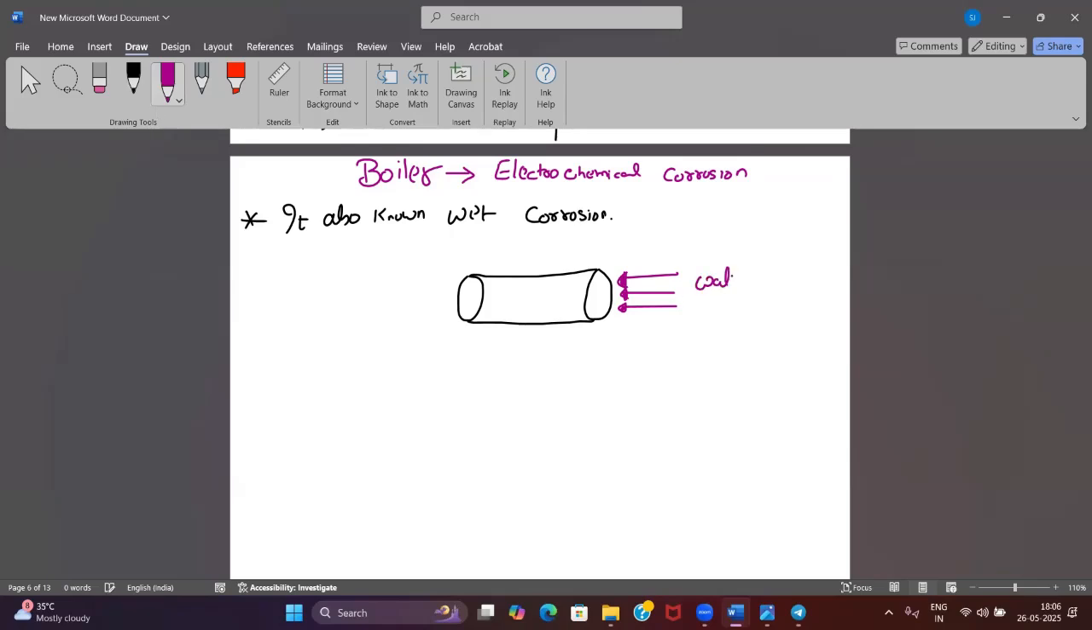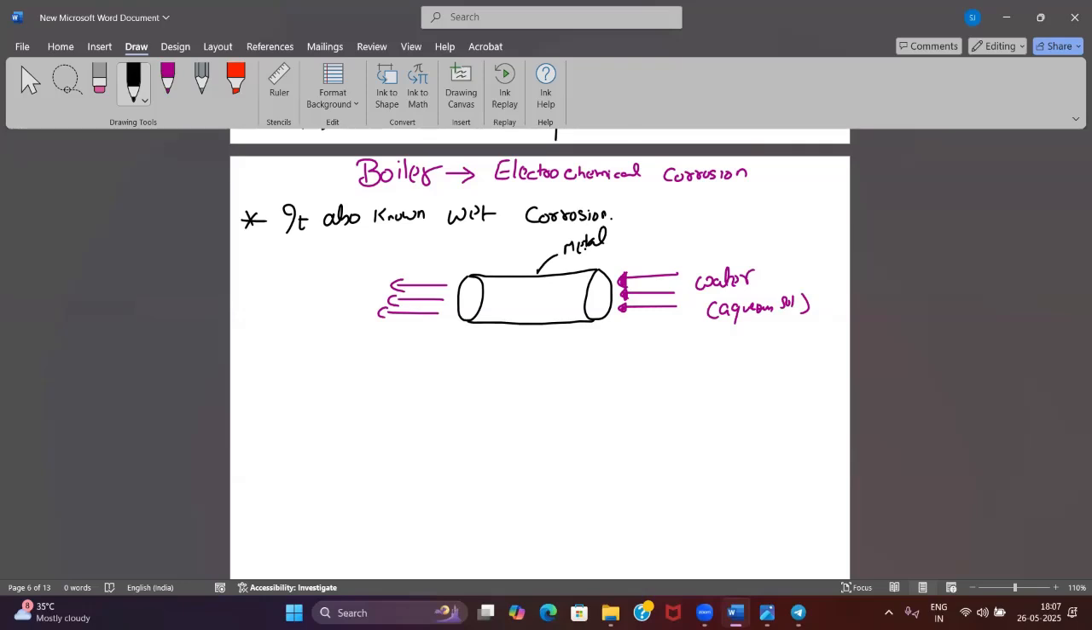Water is going inside, right? So water is going from inside. And water is an aqueous solution. Aqueous solution बोलते हैं ना. And this pipe is made up of metal, iron.